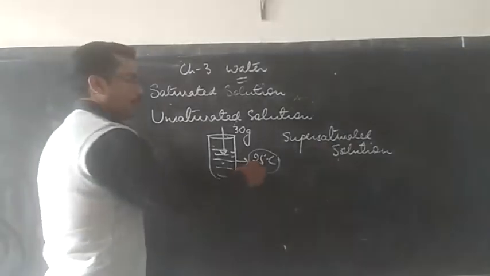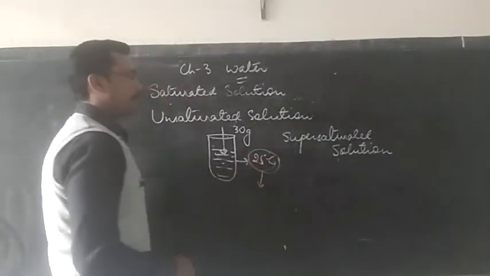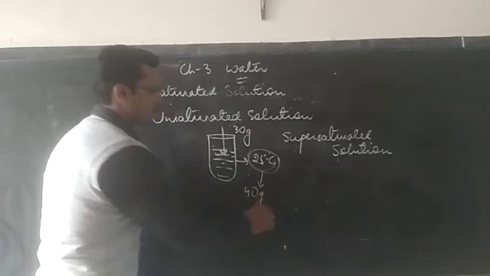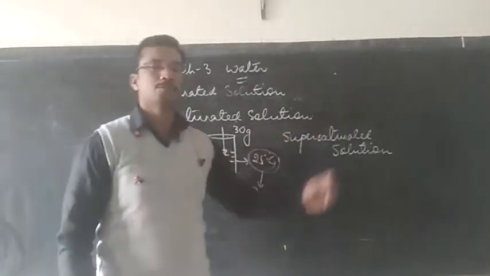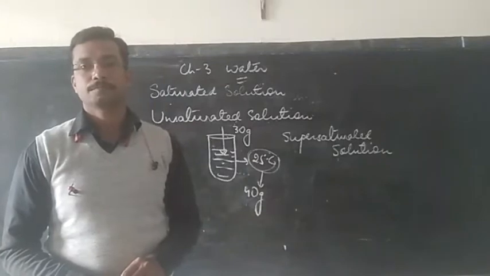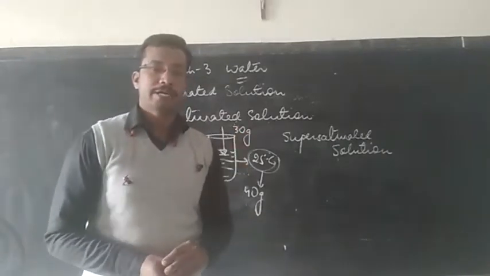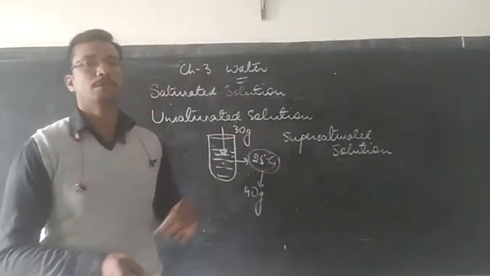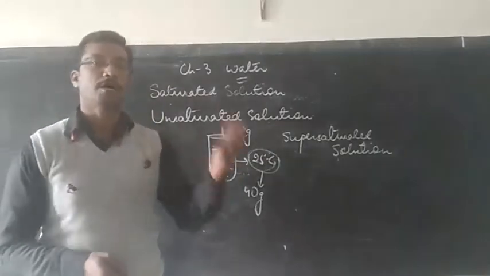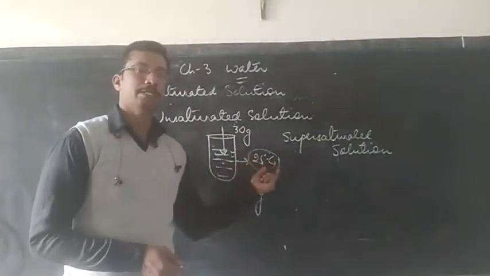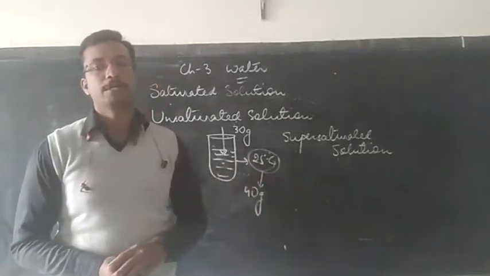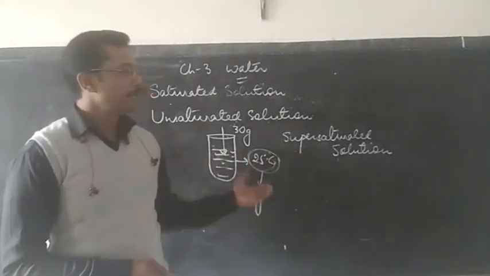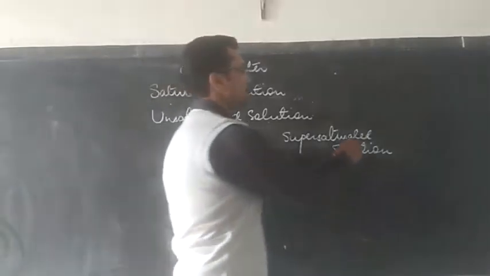Now, if at the same temperature we have 40 gram of sugar in it, then the solution will be termed as the supersaturated solution. See, at 25 degrees Celsius the maximum amount that can dissolve is only 30 gram. So the question comes, how can it be that at 25 degrees Celsius it can have 40 gram of sugar in it? And if we can dissolve this, then that solution will be called supersaturated solution.